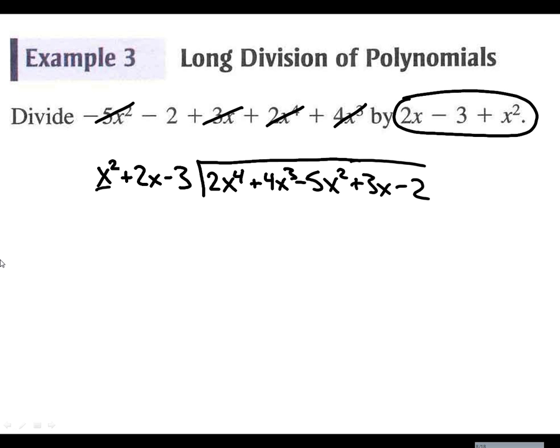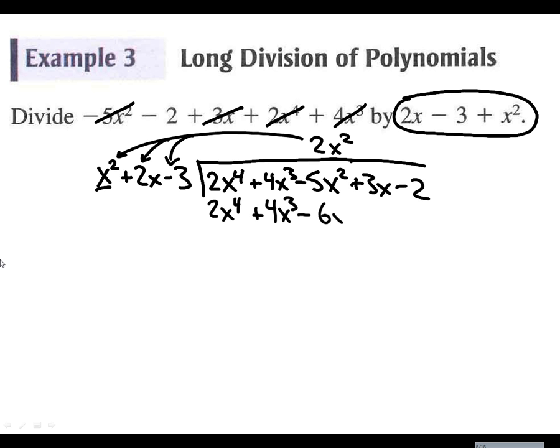X squared goes into 2x to the fourth, 2x squared times. And so now we're just going to multiply this 2x squared times every piece here. So 2x squared times x squared is 2x to the fourth. 2 times 2 is 4x to the third. And 2 times the negative 3 is minus 6x squared. And we will subtract straight down.